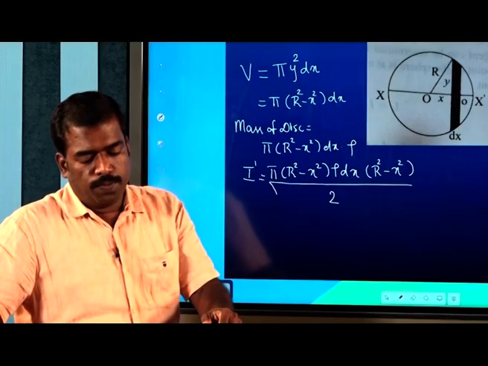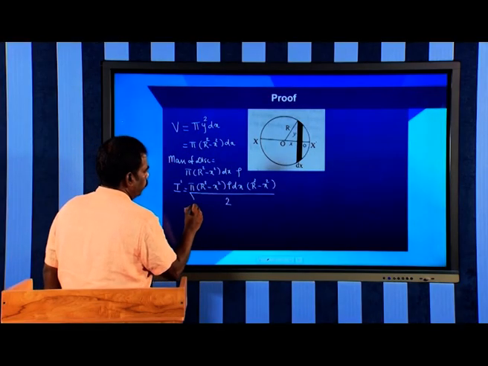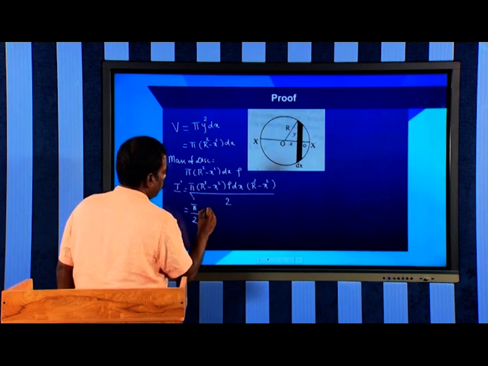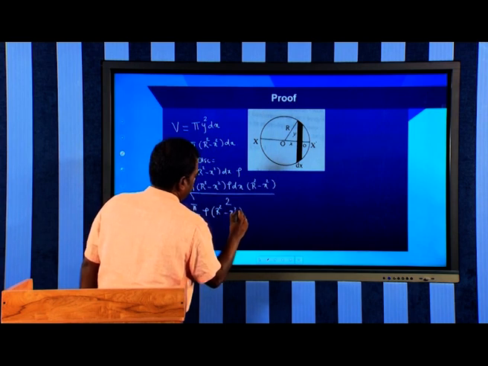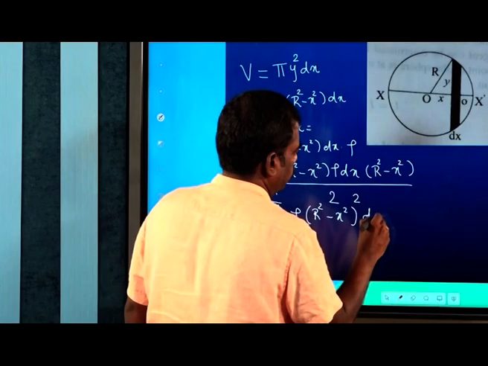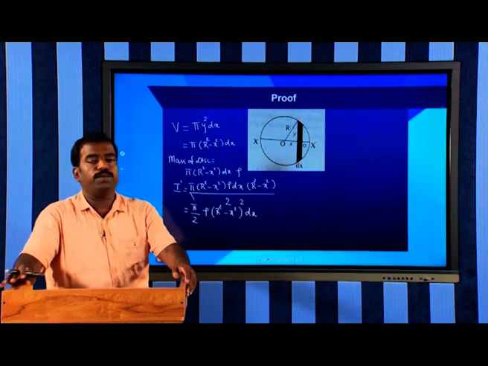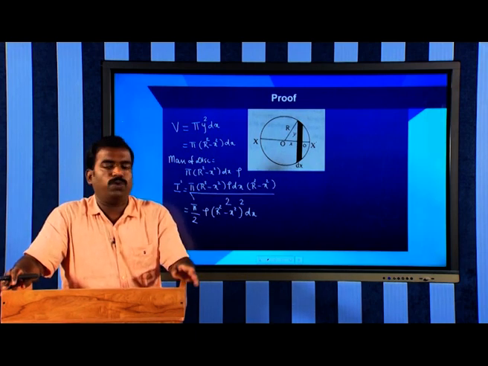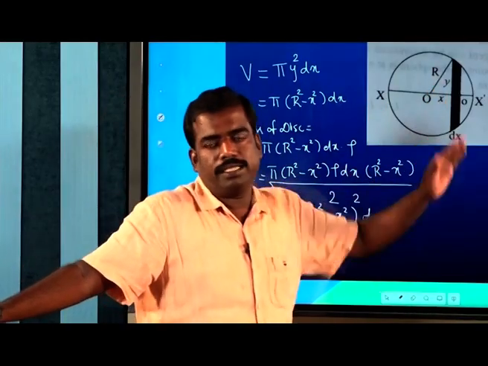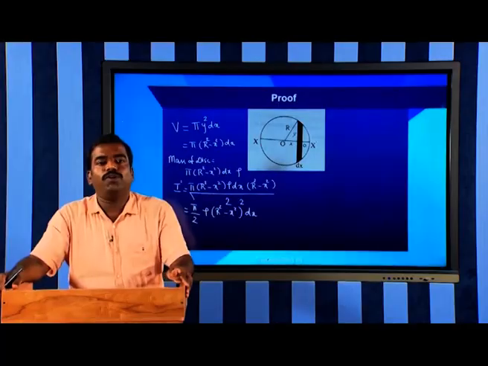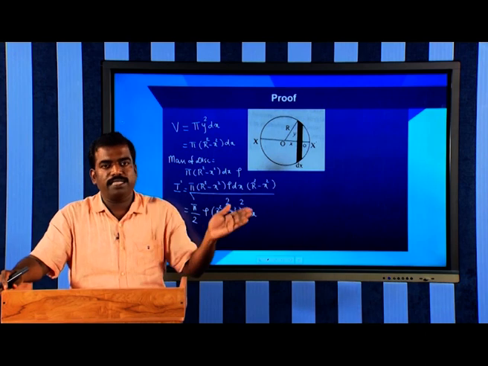So it is pi by 2 rho into r square minus x square the whole square dx, which will give you the moment of inertia of the disk about x or x dash. So we can imagine the sphere is made up of a large number of such disks. The moment of inertia of the whole sphere is nothing but the moment of inertia of all such disks about the axis x or x dash.